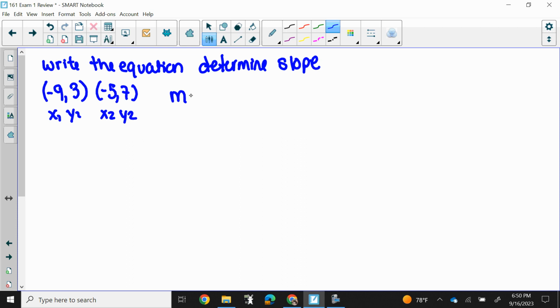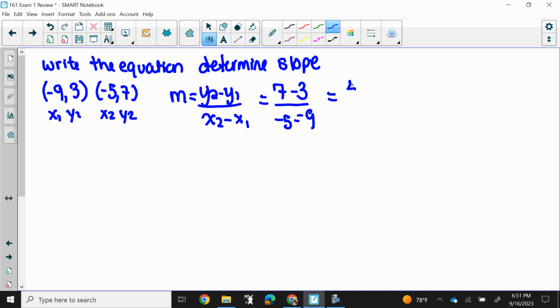Now the slope is the ratio of the vertical change, which is the difference in the y values, over the horizontal change, which is the difference in the x values. So if I were to calculate this, and I just made up these points, so please bear with me if they're horrible: 7 minus 3 divided by negative 5 minus negative 9. Now be careful with your positives and negatives. 7 minus 3 is 4, and this becomes -5 plus 9, so that is 4, so my slope is 1.